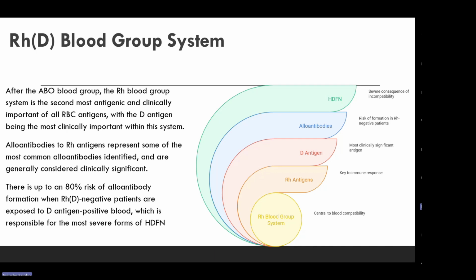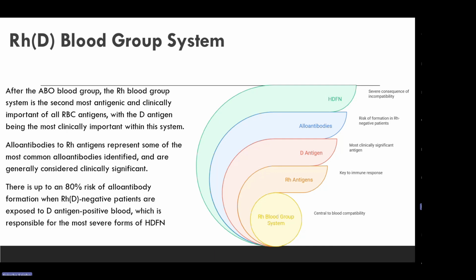After the ABO blood group, the Rhesus blood group is the second most antigenic and clinically important of all red blood cell antigens, with the D antigen being the most clinically important within this system. Alloantibodies to Rhesus antigens represent some of the most common alloantibodies identified, and they are generally considered clinically significant. You should also know that.